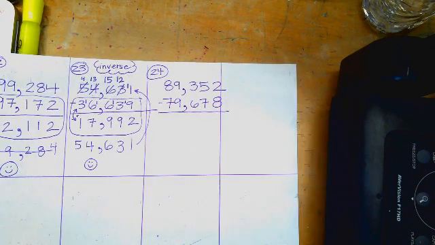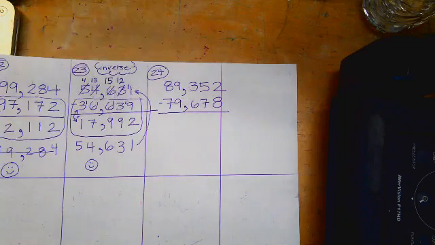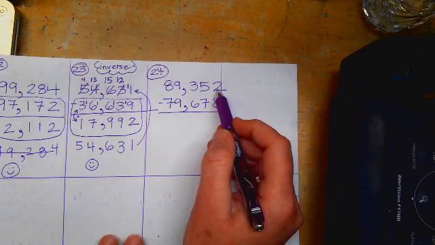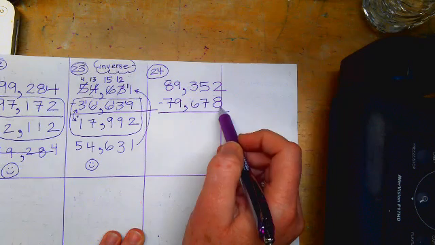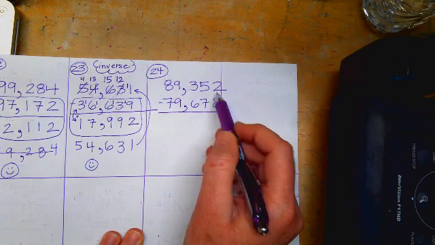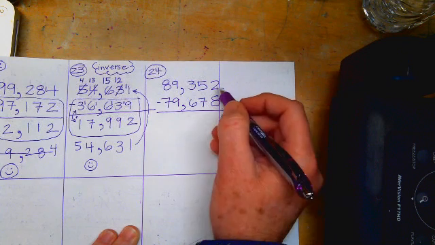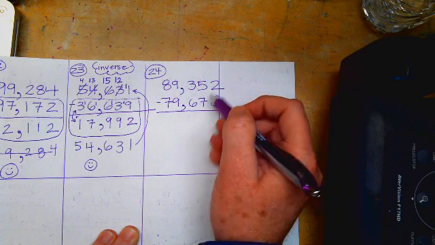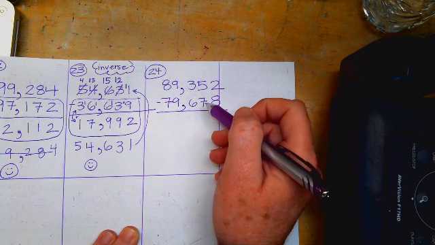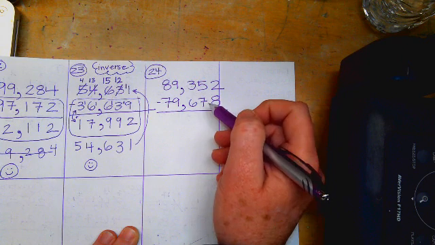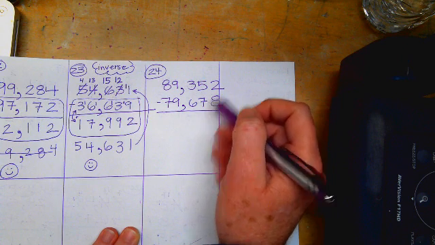Okay, let's do the last one. Here we go. Woohoo! Last one. 89,352. And we're going to subtract 79,678. Ooh, there's going to be some regrouping on this baby.